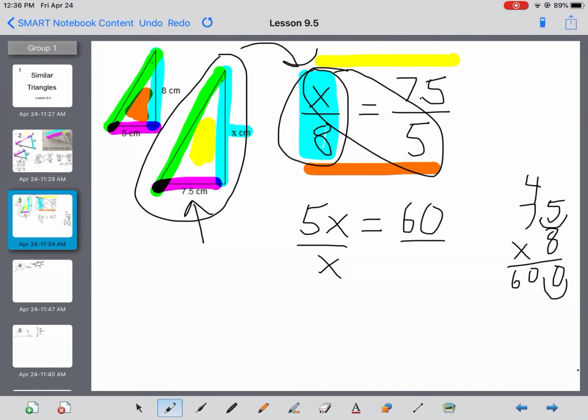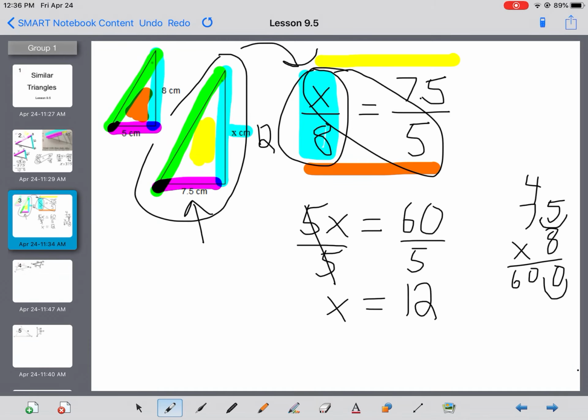I want to get x by itself. So I divide by, whoops, don't divide by x, that's not helpful. I divide by 5 on each side, which you do to one side, you do to the other. My 5's cancel out, and then I get 60 divided by 5, which gives me 12. So if I go back to my super messy diagram over here with all the colors, we get that x is 12.